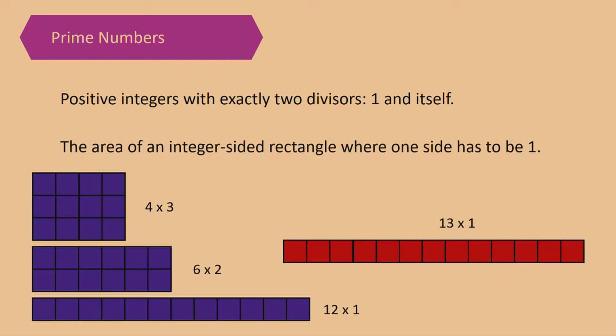So let me propose a new way to define prime numbers. It still hits all prime numbers, don't worry. The area of an integer-sided rectangle where one side has to be 1. Just a quick overview. 12, as you can see, these blue boxes on the side. If someone says, draw me a rectangle with area 12, you can say, okay, 4 by 3, 2 by 6, etc. But if someone says a rectangle of area 13, you have to do a 13 by 1 rectangle. And because you're forced to do a rectangle in which one side is 1, you know 13 is prime.